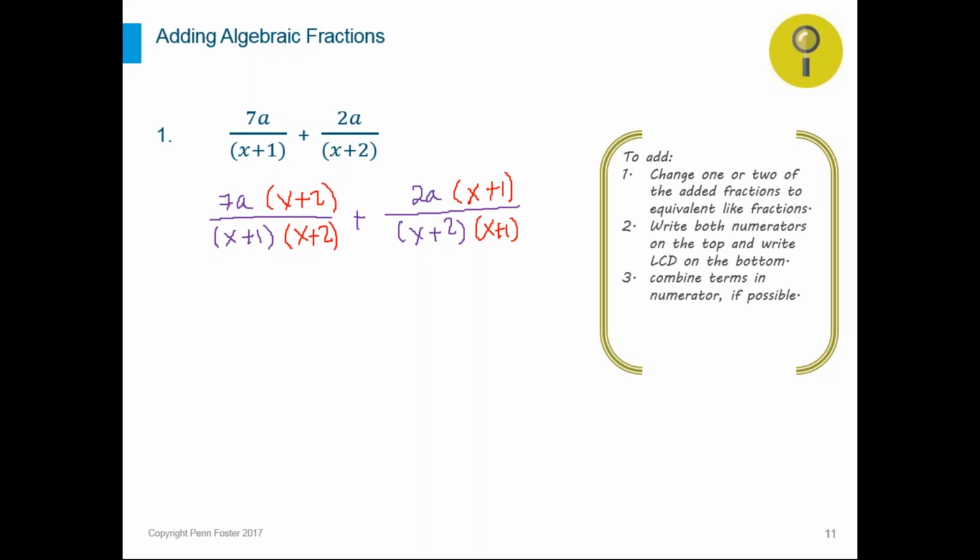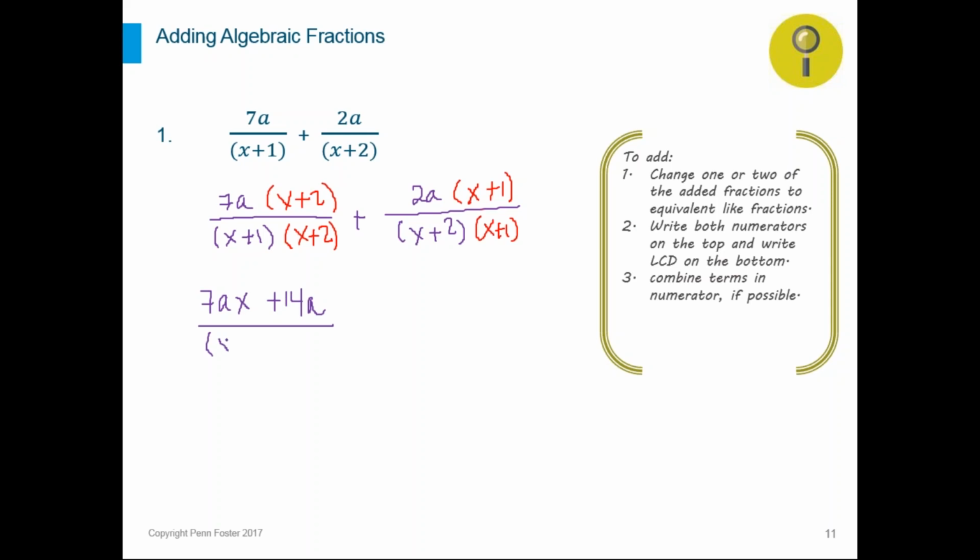Okay, now we need to simplify. Now we know our denominator is x plus 2 times x plus 1. That's the LCD. What about the numerators? Multiply as before. And remember, the most common mistake seen in exams is that students multiply 7a times x but not 7a times 2, which is not correct. That's why the parentheses are around that term. So 7a times x would give you 7ax. 7a times 2 will give you 14a. I'm done with the first numerator.